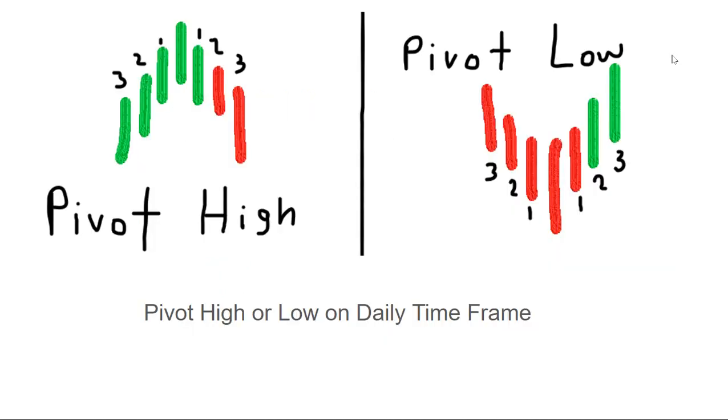This is just a quick diagram of what is a pivot. This works best on the daily time frame. It also works on any time frame, but I think the 3 bars to the left or right works the best on the daily time frame.